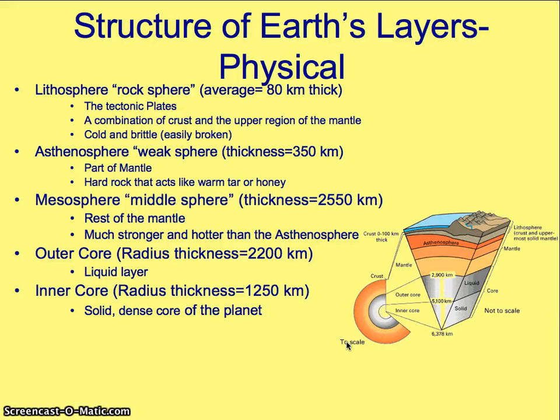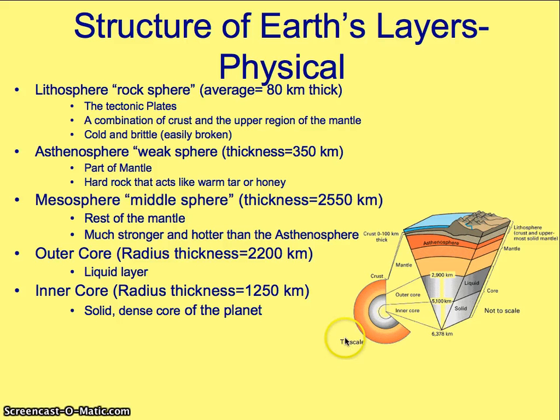So in here we have, again, we talk about spheres as far as lithosphere, hydrosphere, atmosphere. Well, here we also have the spheres of Earth. We have the lithosphere, which is the rock sphere, the tectonic plates, the combination of crust and the upper region of the mantle. It's cold and brittle, cold being relative compared to the inner layers, and it's easily broken. That's why we have the plates, because they easily break.